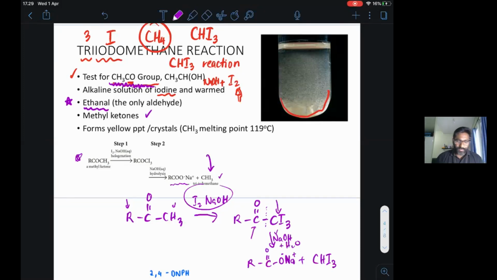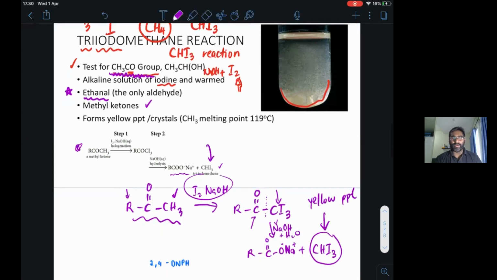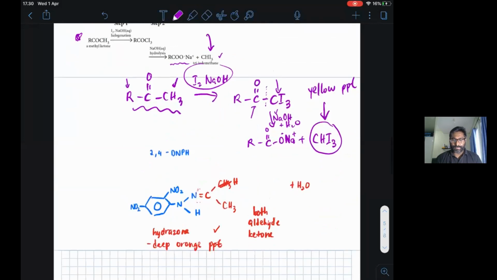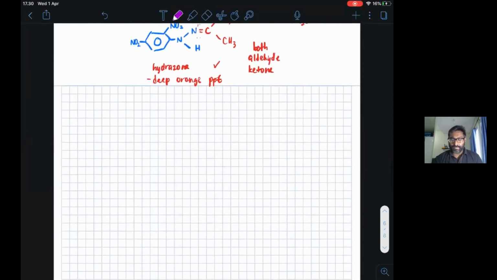Now, if this equation seems too difficult for you, you can do it later. But I want you to remember, anything that has this structure will give you a positive result. Basically, first the iodine will get substituted over there, and after that a hydrolysis reaction happens, and you are going to get CHI3, which is the triiodomethane. This triiodomethane is a yellow precipitate, or will form yellow crystals. Is that clear? Guys?